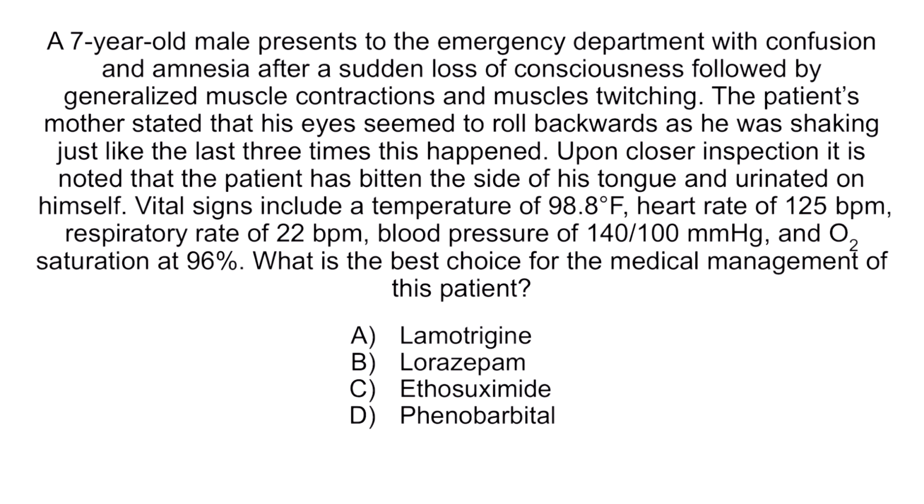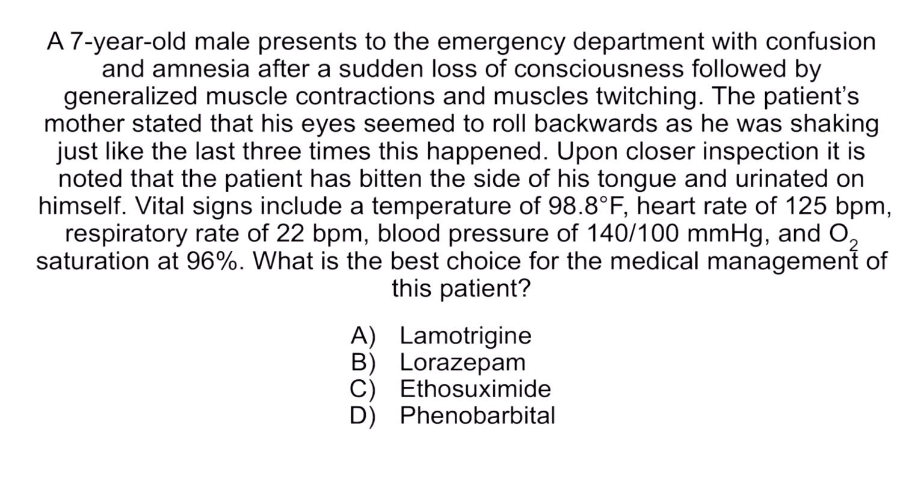A 7-year-old male presents to the emergency department with confusion and amnesia after a sudden loss of consciousness, followed by generalized muscle contractions and muscle twitching. The patient's mother stated that his eyes seemed to roll backwards as he was shaking, just like the last 3 times this happened. Upon closer inspection, it is noted that the patient has bitten the side of his tongue and urinated on himself. Vital signs include a temperature of 98.8 degrees Fahrenheit, heart rate of 125, a respiratory rate of 22, a blood pressure of 140/100, and an oxygen saturation at 96%.